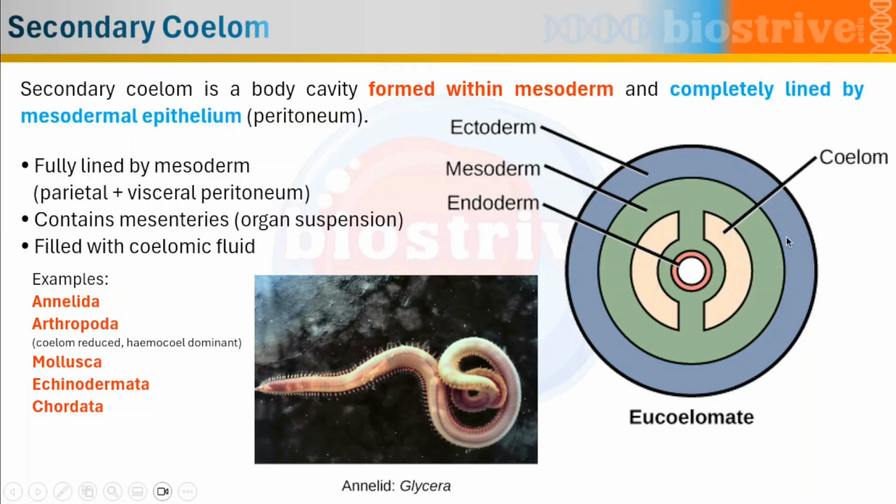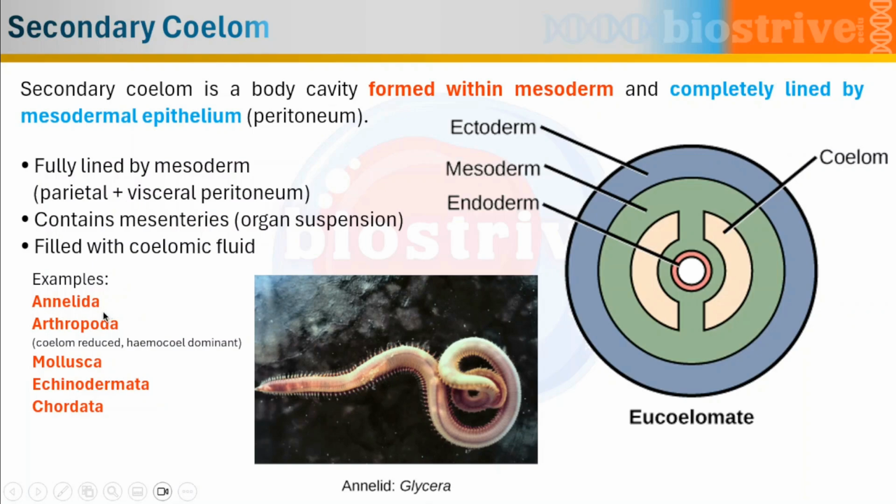This is what we call coelom, and this coelom is filled with coelomic fluid, and there are mesenteries forming, which you can see right here, and these mesenteries will keep all the organs in their specific places so that the specific organizations and specific organs can be evolved. Examples: Annelida are the first true coelomates.